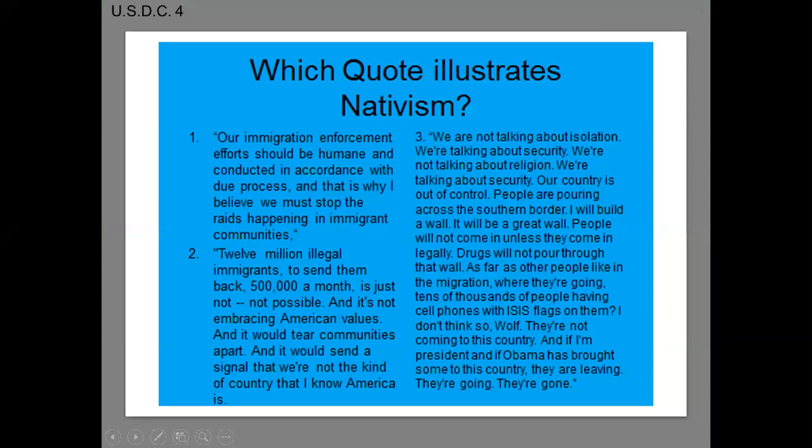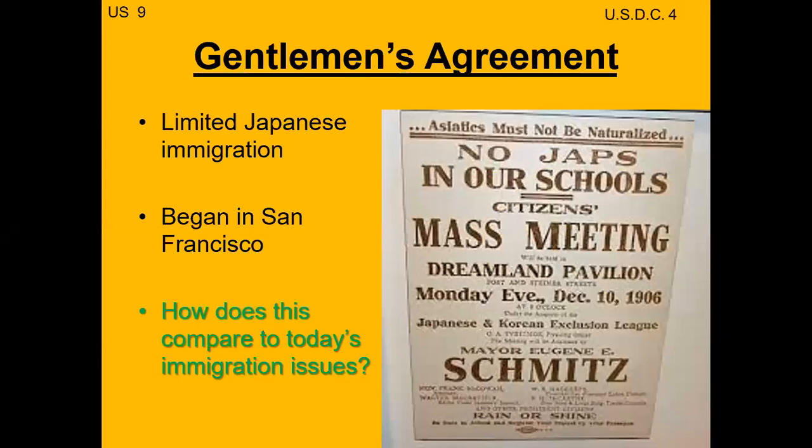Okay. One of these examples of nativism was the Gentleman's Agreement in San Francisco. The Gentleman's Agreement limited Japanese immigration. You need to know this for your test. It limited the amount of Japanese who could come in and immigrate from Japan. Here you see a racist poster of the times, a meeting designed to keep Japanese children out of schools, saying Asiatics must not be naturalized.